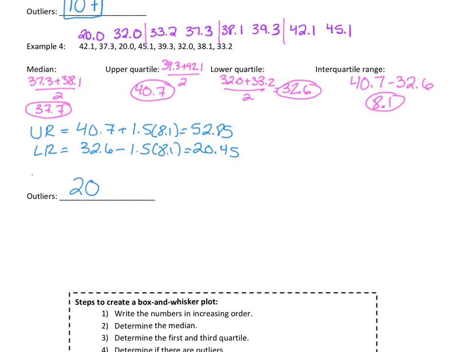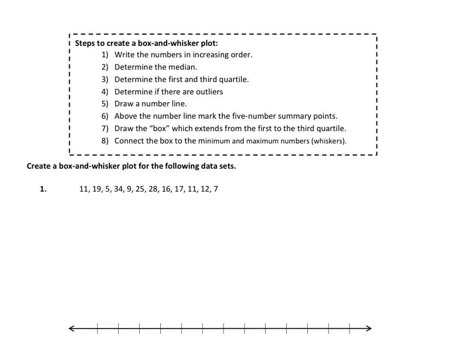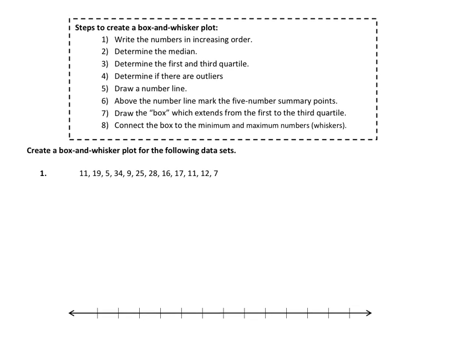So the reason we learn how to find all these numbers is that they help us graph our box and whisker plots. So that's what we're going to talk about next. We've already been practicing finding our 5-number summary, and that's really the first step to creating a box and whisker plot. Just like with a 5-number summary, we've already learned how to do steps 1 through 4: write the numbers in increasing order, find the median, determine the first and third quartile, and determine if there are any outliers. The next part is basically just taking that data and turning it into a box and whisker plot.